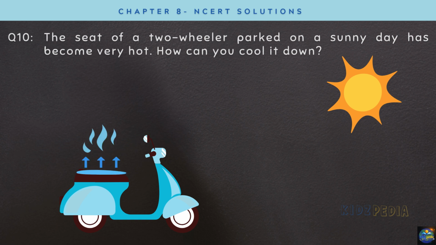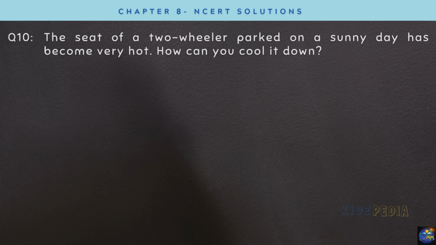During evaporation, water takes heat from the surface of the seat and the surrounding air. Because heat is removed, the temperature of the seat decreases and it becomes cooler. This happens because evaporation always causes cooling. That is why sprinkling water helps cool down this hot seat quickly.